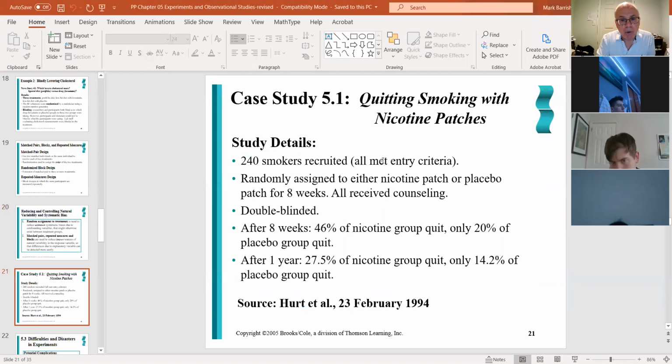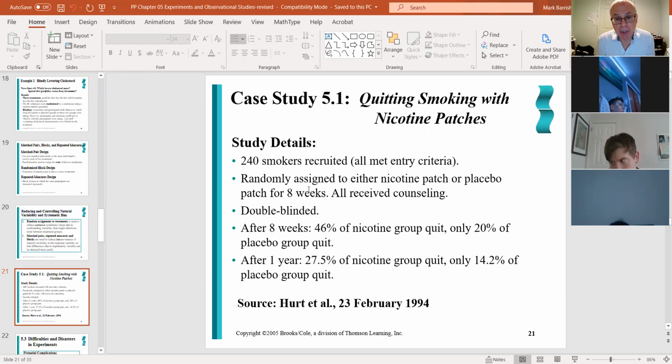All right, so this is just an example here. We have 240 smokers that are recruited for a study. So everybody's smoking in the study. We randomly assign to either, we have 2 groups here, looks like. We have a nicotine patch or a placebo patch. All right. So there are 2 groups, the nicotine patch group and somebody who's receiving a placebo patch. Therefore, there's some blinding here, right? The participants don't know whether they're receiving a nicotine patch or the placebo patch.